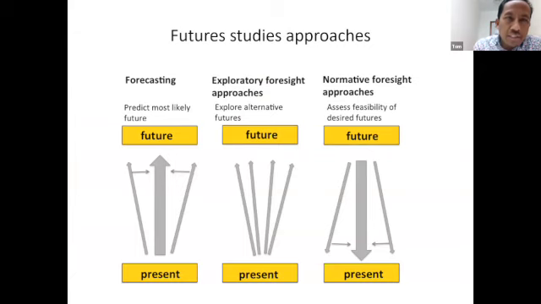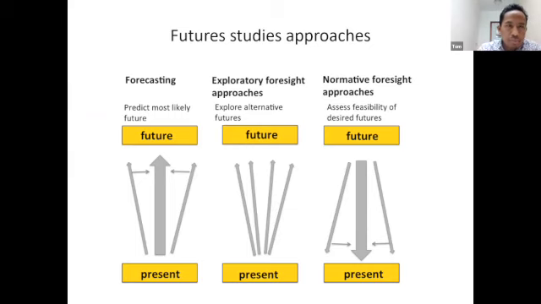So if we look at the scientific field of future exploration, which is often referred to as future studies, one can distinguish different types of approaches for exploring the future. As you can see in this figure, one type refers to the forecasting approaches, which focus mostly on most likely futures. So it's all about predicting the most likely futures.